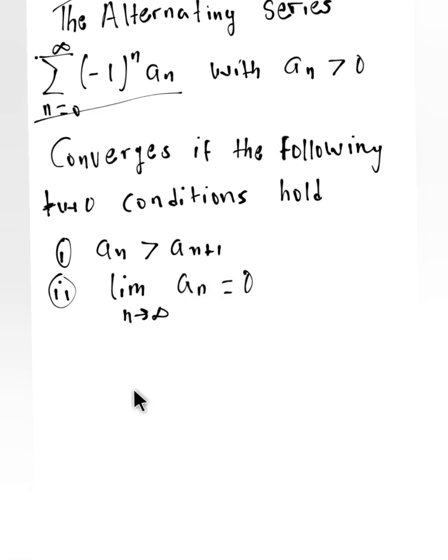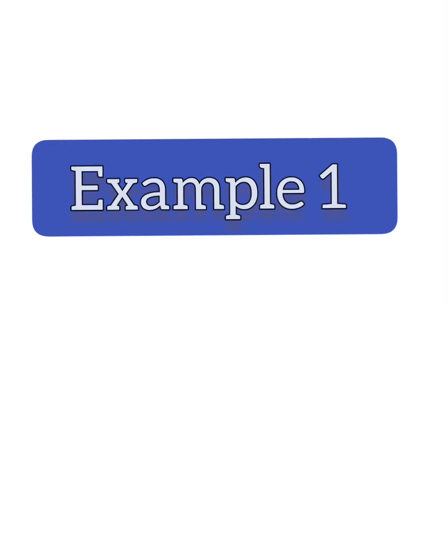An alternating series is of this form. Now, when the sequence is strictly decreasing and the limit of that sequence is tending to 0, then that alternating series is said to converge. Let's take some examples. Example 1. Discuss the convergence of the alternating series.